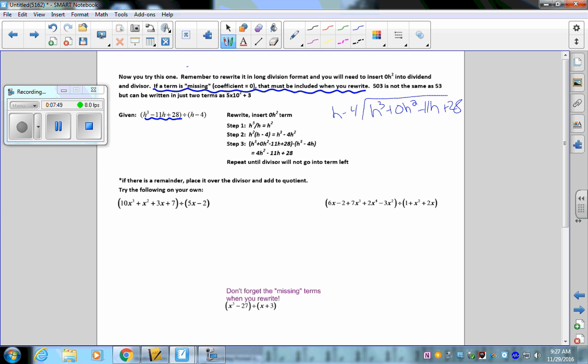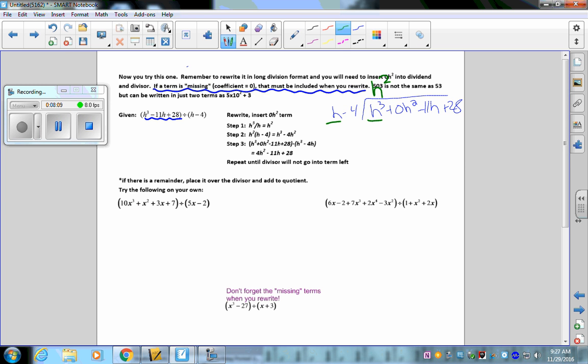So for example, because this is an x cubed, I need to see an x squared, an x to the first, and an x to the 0, which is just the constant. You don't actually write x to the 0. Okay, so now they're all there. We start. Divide, firsts by firsts. H cubed divided by h.